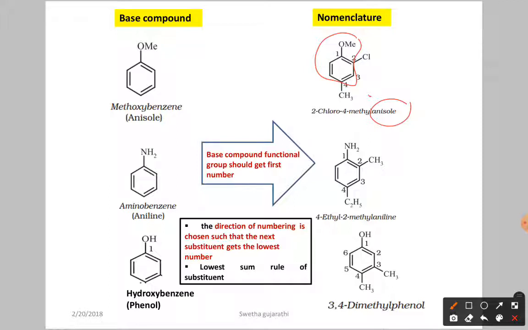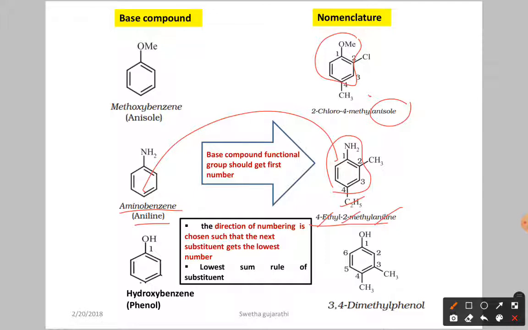Okay, so next here again we have the 4-ethyl 2-methyl aniline. Here this is the base compound. Aniline means we have the aminobenzene, nothing but aniline. This total word we are writing as the word aniline. So here at fourth position we have the ethyl, 2-methyl, after that aniline, or simply you can write 1-amino-4-ethyl-2-methyl benzene.